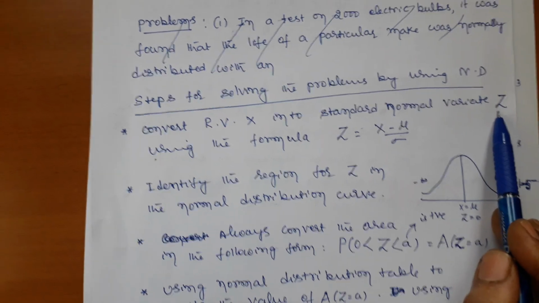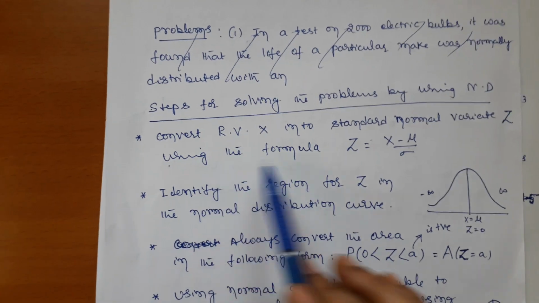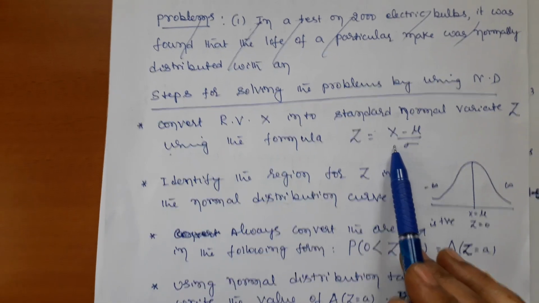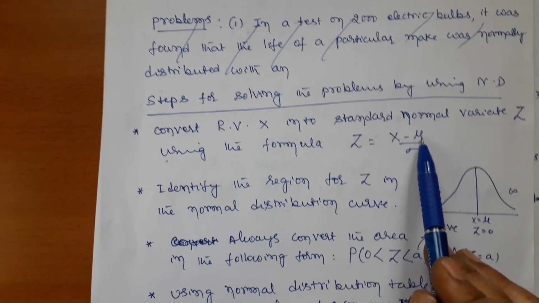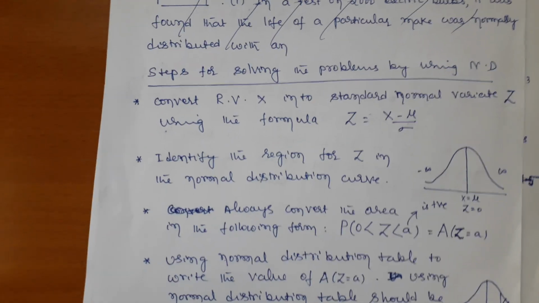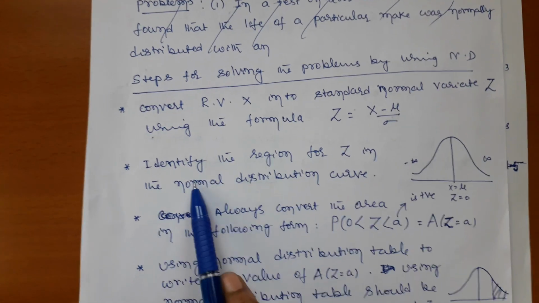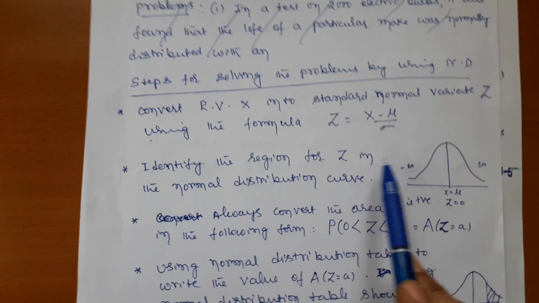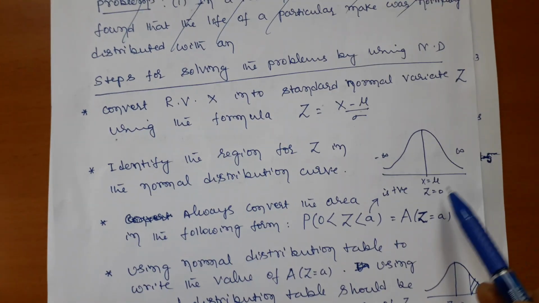Standard normal variate is denoted by Z, where the formula for conversion of x into Z is (x minus mu) by sigma. You have mu, you have sigma, and then for x we get the corresponding Z. Once you convert x in terms of z, in the second step, identify the region for z in the normal distribution curve. This is a normal distribution curve.